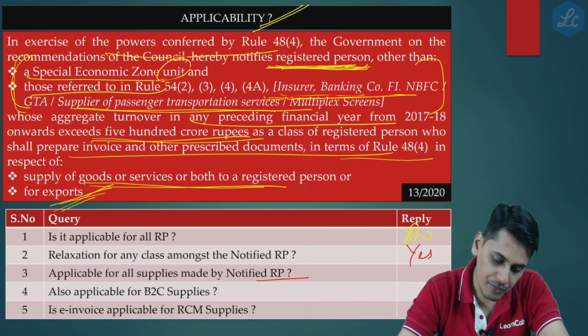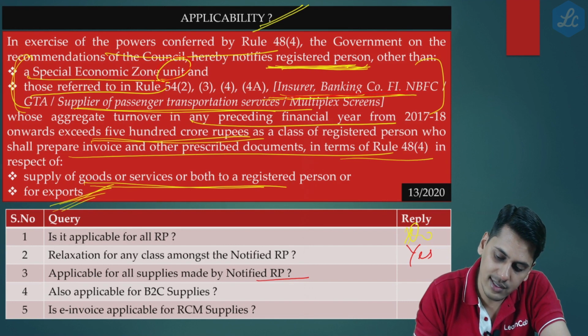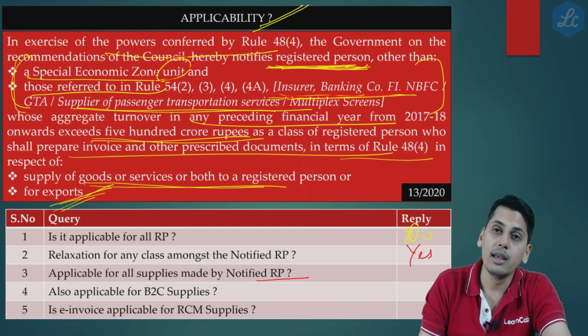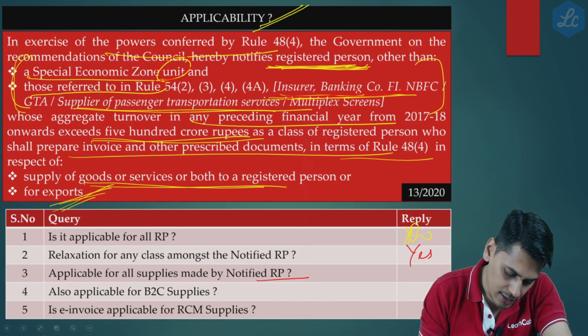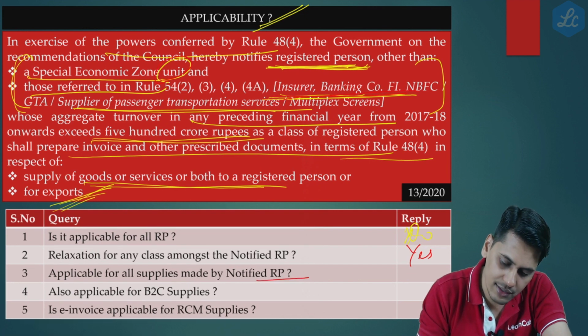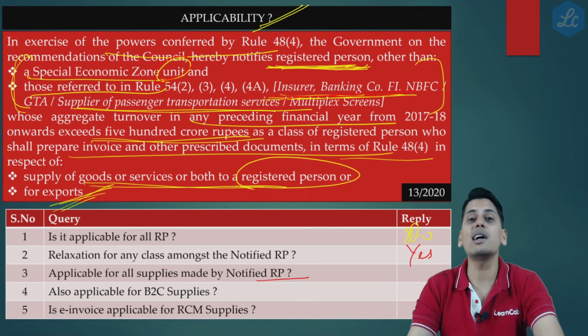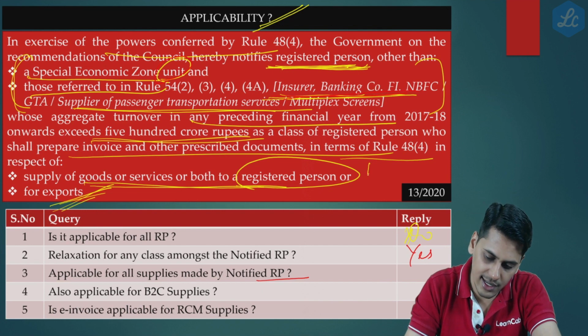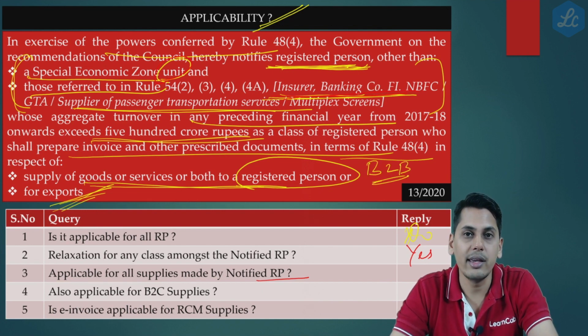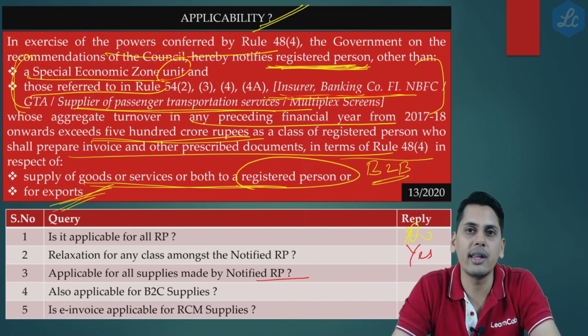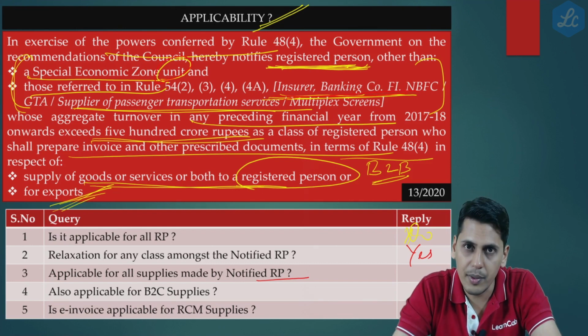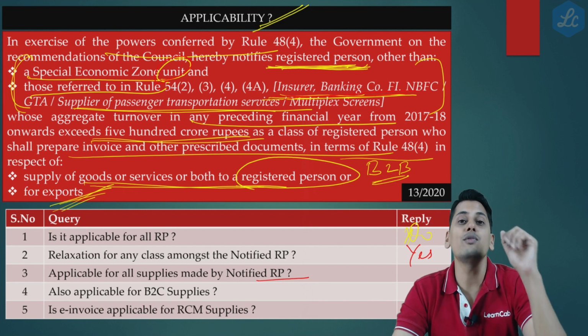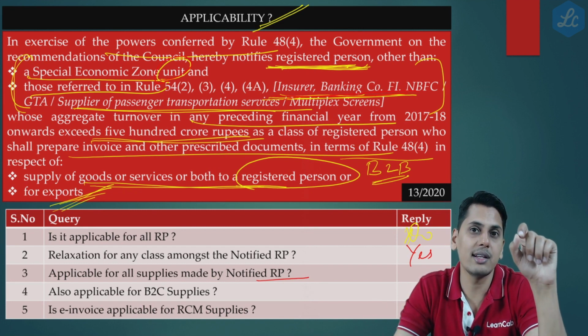Friends, please read. It tells you they shall prepare invoice in terms of 48 sub rule 4 in respect of supply of goods or services or both to a registered person, which means that only for B2B supplies, invoice has to be prepared in terms of 48 sub rule 4. I repeat, only for B2B supplies, invoice has to be prepared in terms of 48 sub rule 4.